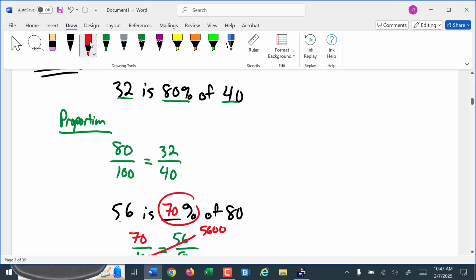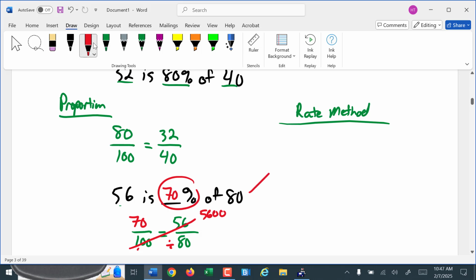The other way you could do it, that some of you might be more familiar with, is the rate method. Problem with the rate method is it involves you to see what pieces you have, and you have to decide, am I going to multiply? Am I going to divide? What operation do I have to do here? So for this problem down here, we don't have the percent. So we do the 56 divided by 80 equals 0.7, and we convert that decimal into the equivalent percent of 70%.